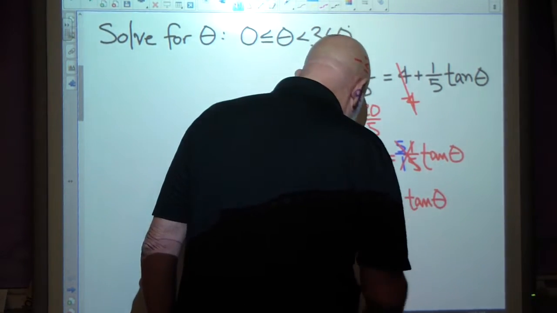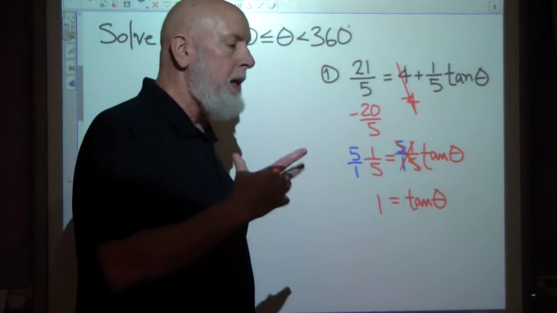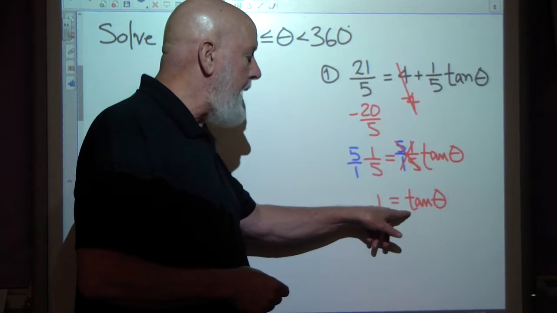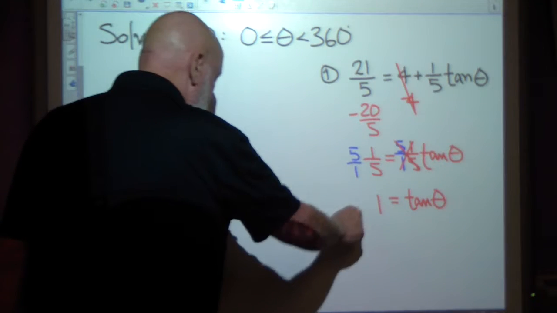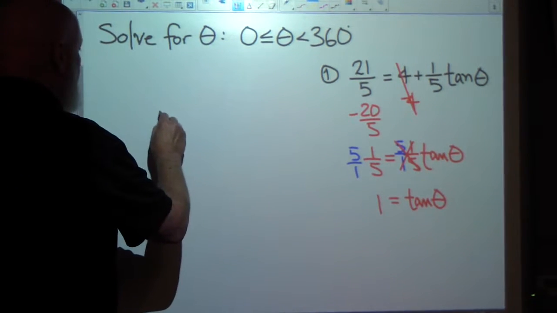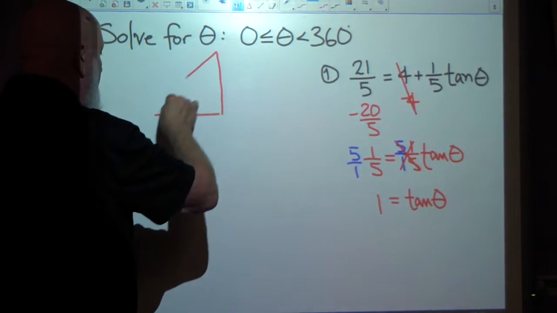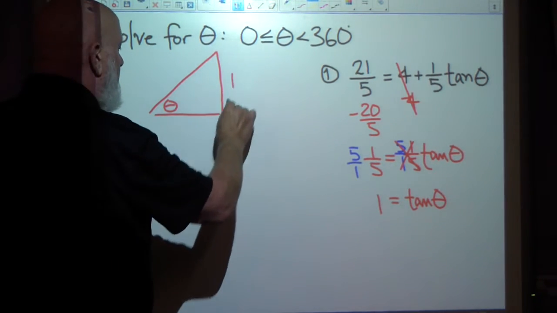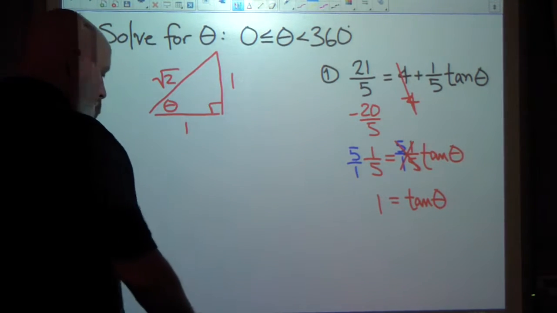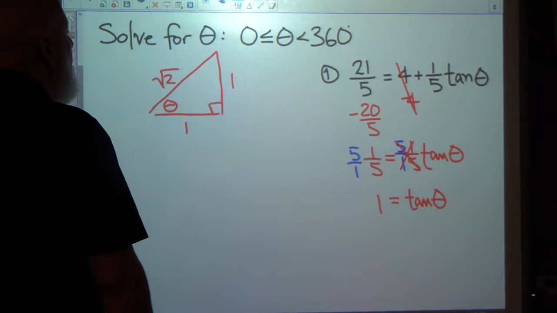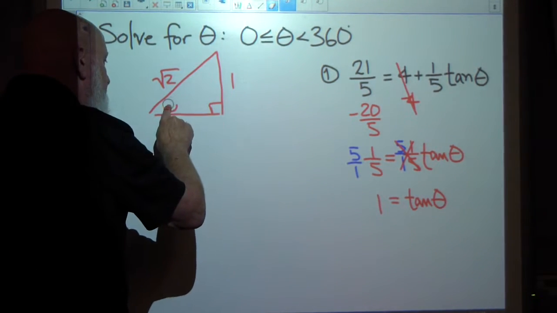As you recall, I said if you run into a 0 or a 1 or a negative 1, you're going to be dealing with the unit circle, except for tangent. So I'm going to be using a special case triangle, and in this case I happen to remember that it's this special case triangle. Theta is actually 45 degrees.